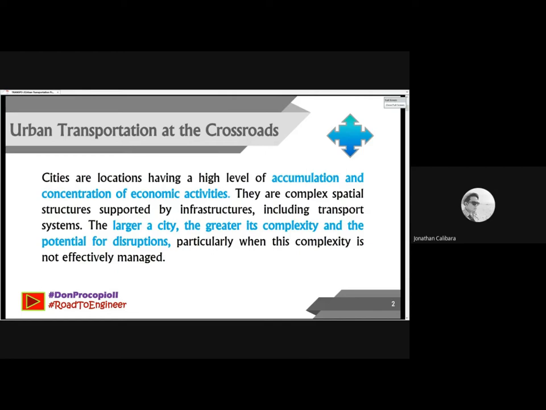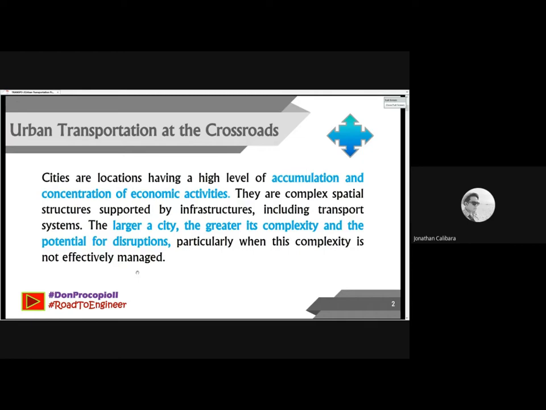Okay, so they are complex spatial structures supported by infrastructures, including transport systems. The larger a city, the greater its complexity and potential for disruptions, particularly when this complexity is not effectively managed.